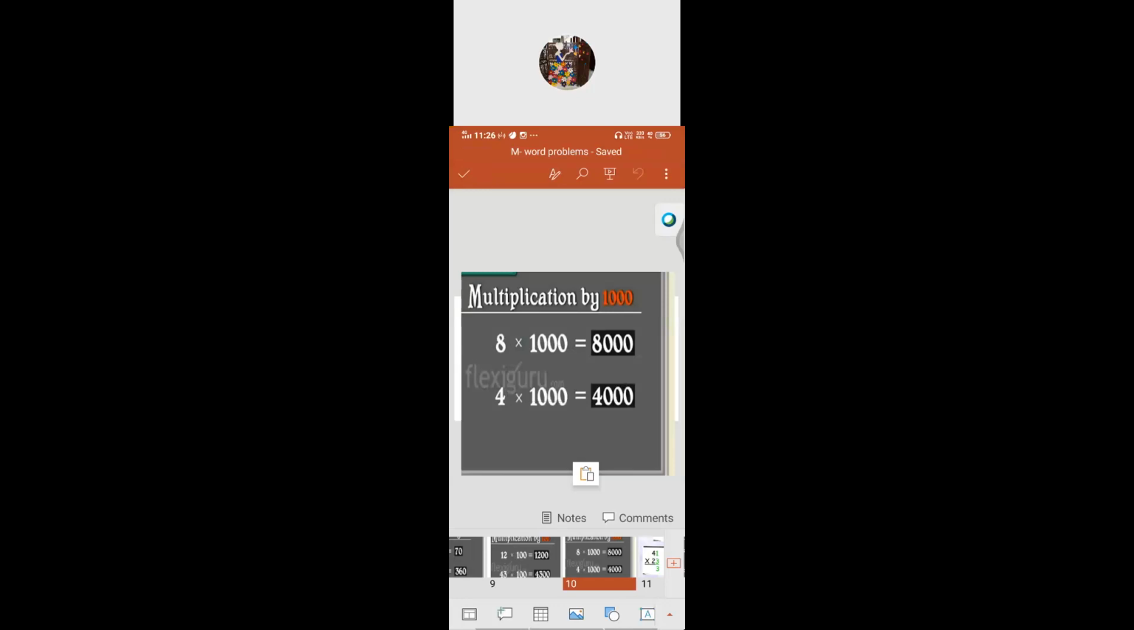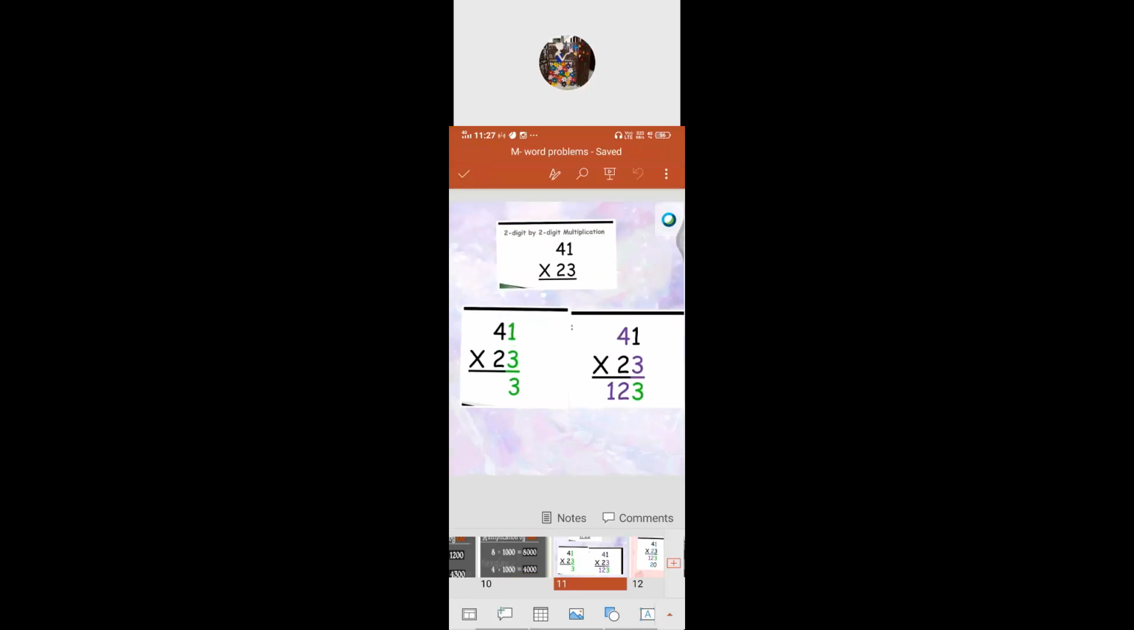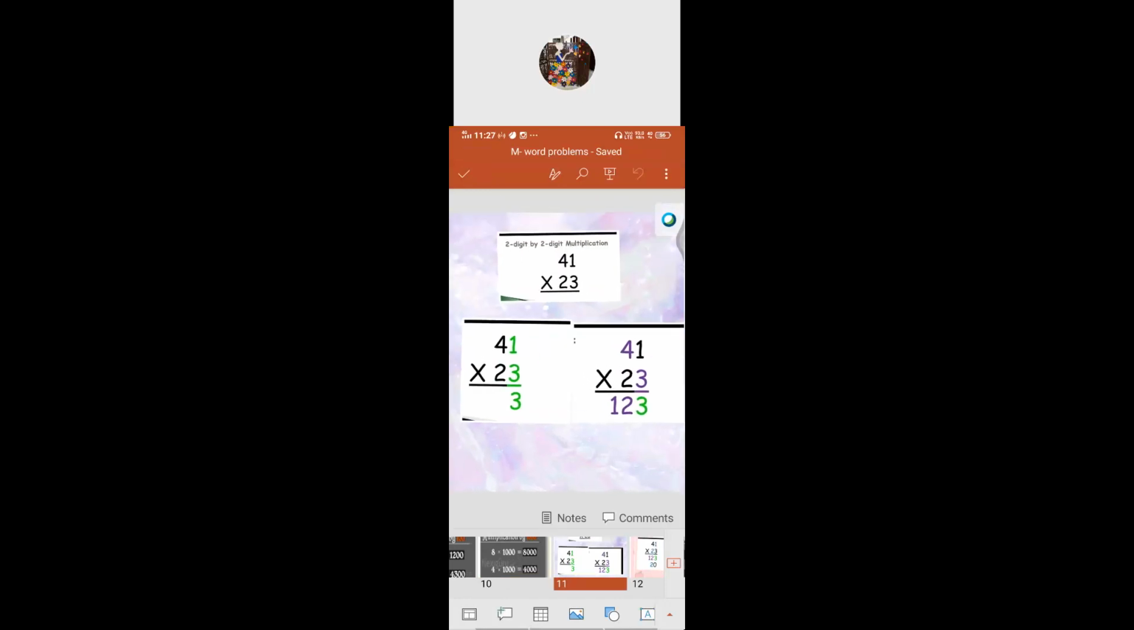There are two types of multiplication. What are they? Without regrouping. The other one is with regrouping. You know that one. Without regrouping means there is no carry over. With regrouping, carry over will be there. So first we will do 2 digit by 2 digit multiplication.